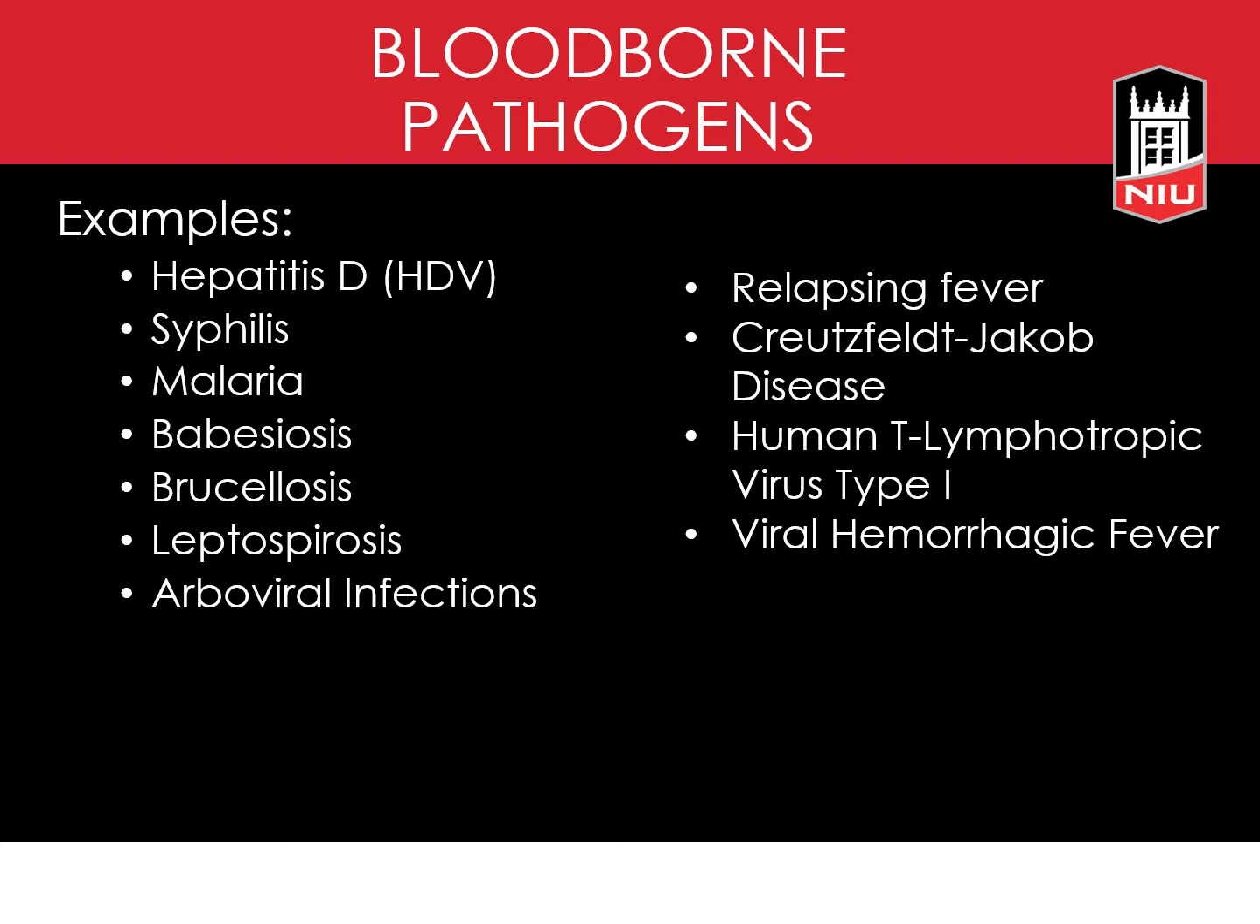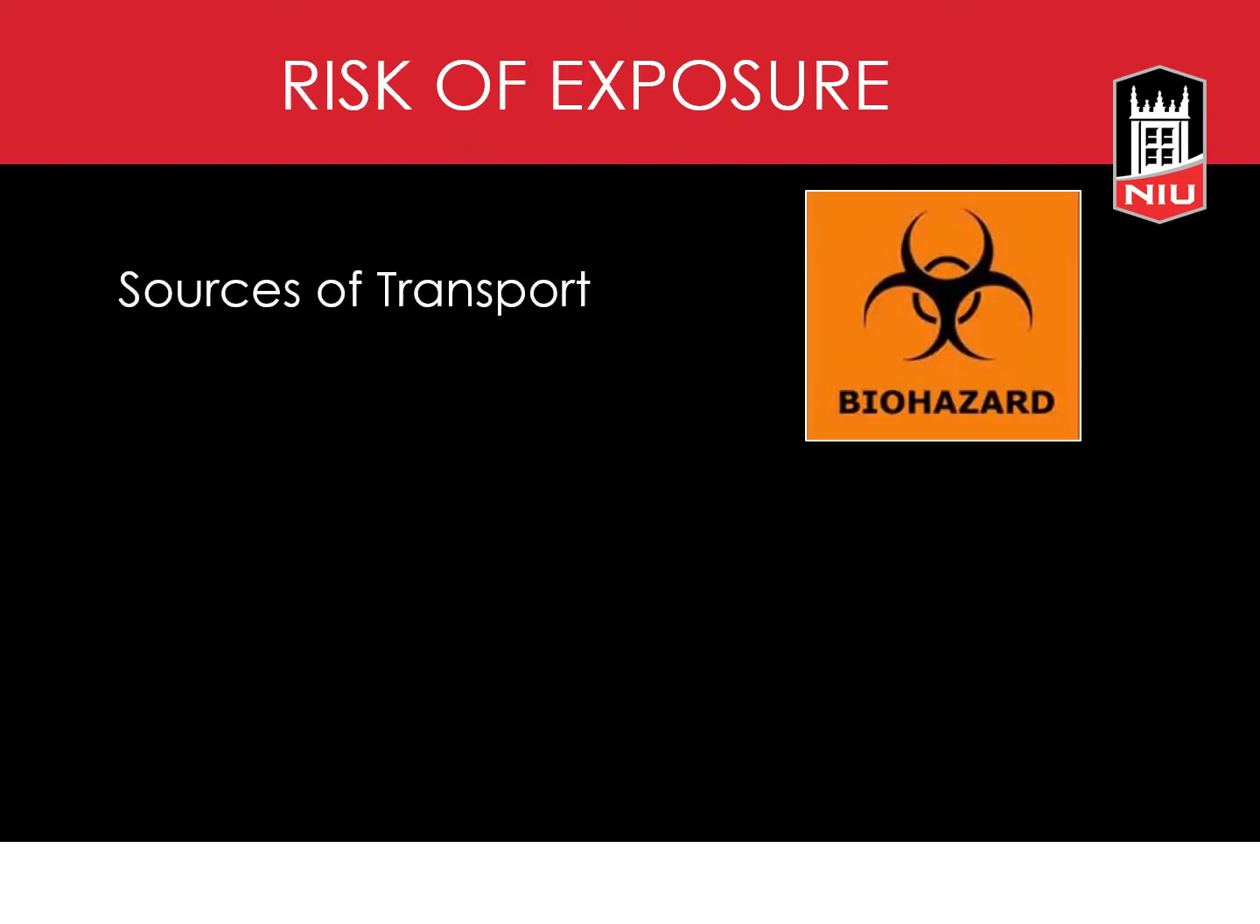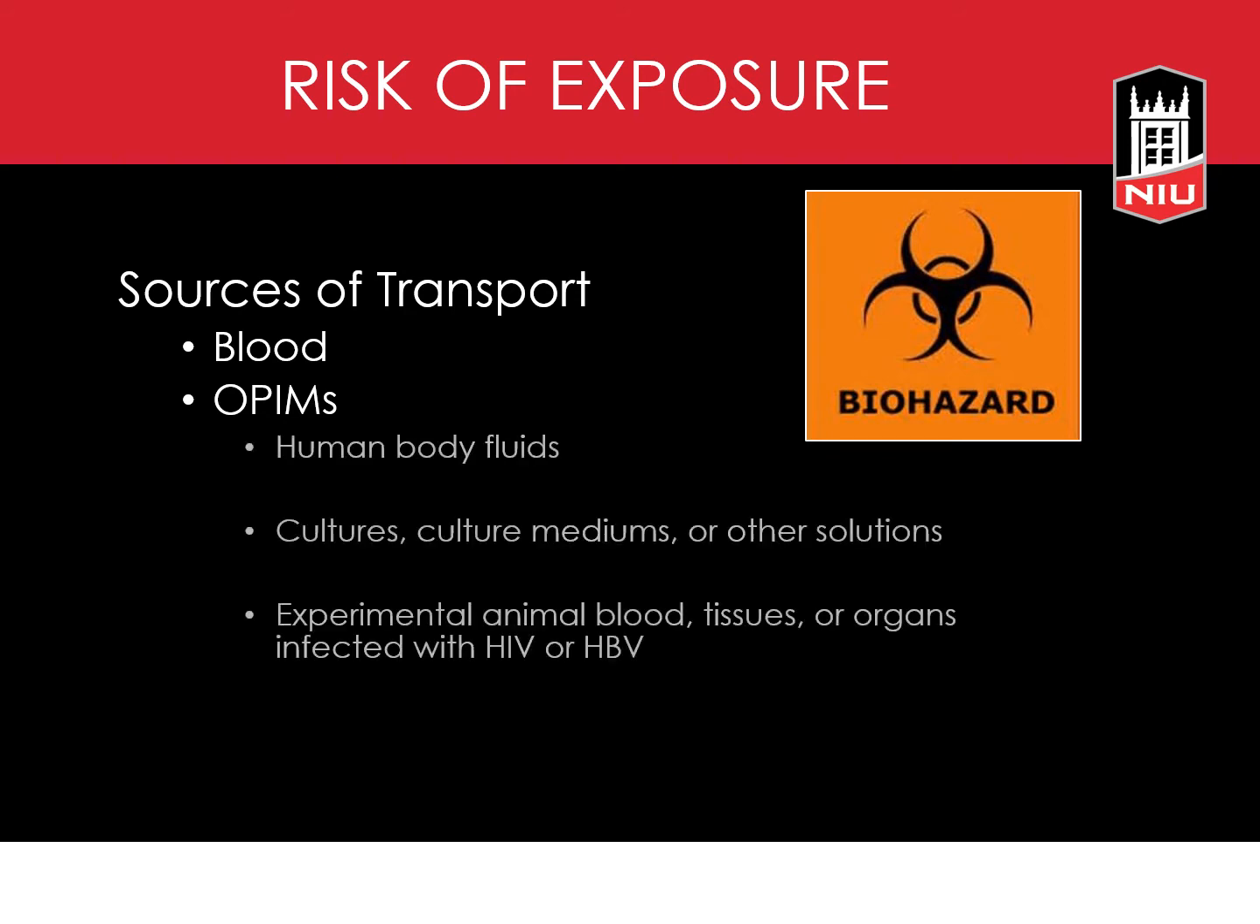Now that we understand what we can be exposed to, let's look at how these can be spread. There are two main sources how these diseases are transported. The first being blood and its components, and the second being OPIMs, which is other potentially infectious materials. Examples of these include human body fluids such as saliva, amniotic fluid, and cerebrospinal fluid.